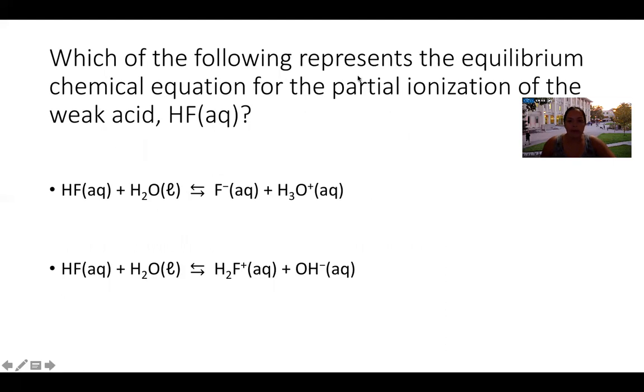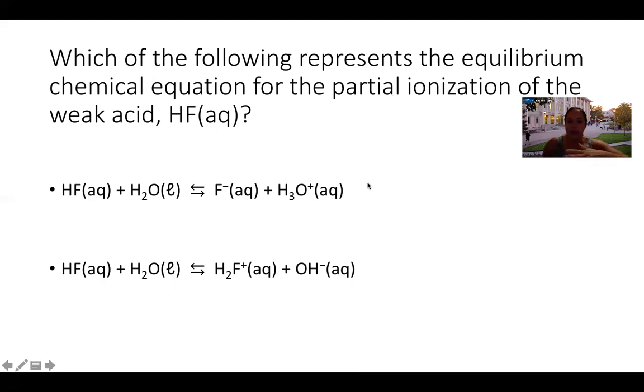All right, which of the following represents the equilibrium chemical equation for the partial ionization of the weak acid? Again, for this one, all you need to know is the definition of an acid, that acids give up protons. I already told you it's a weak acid, and I told you we're doing this partial ionization.